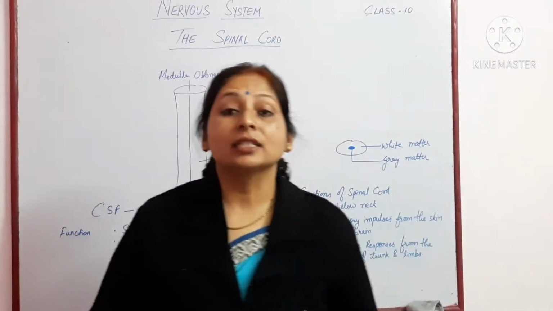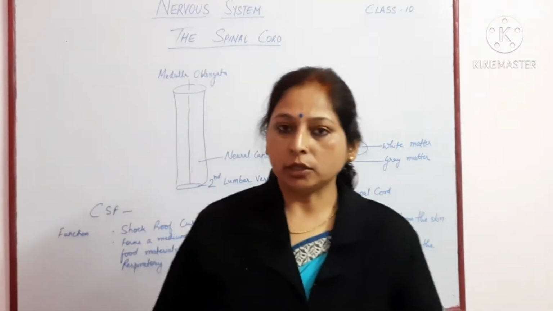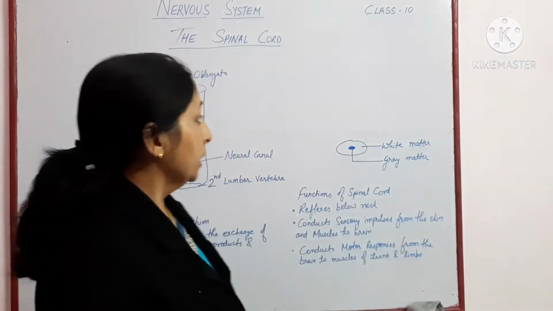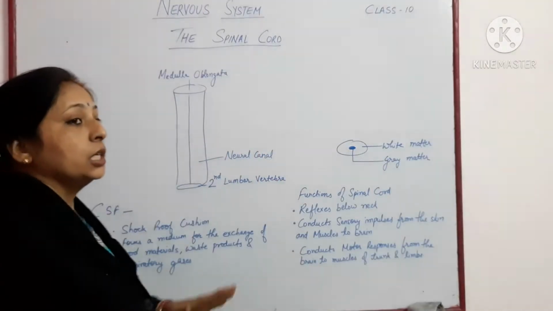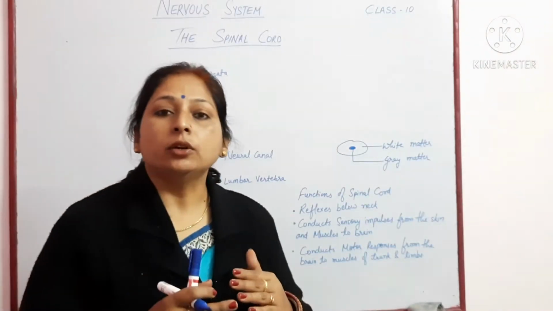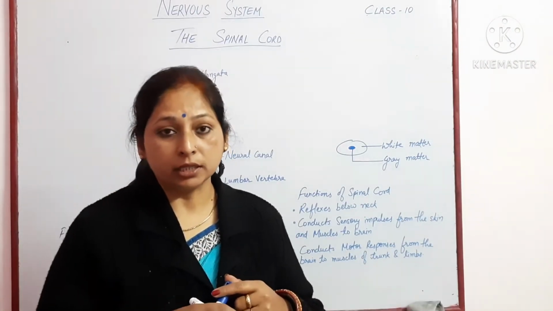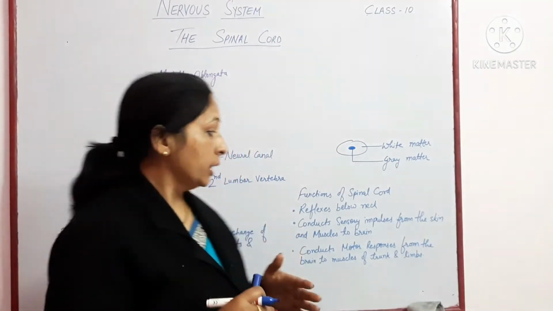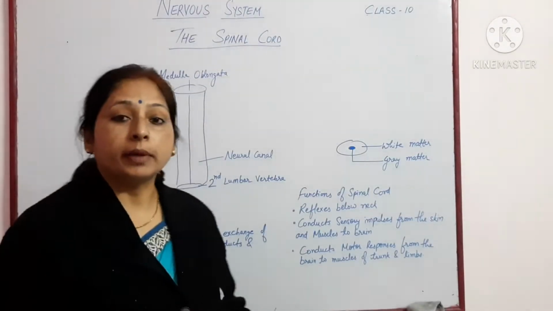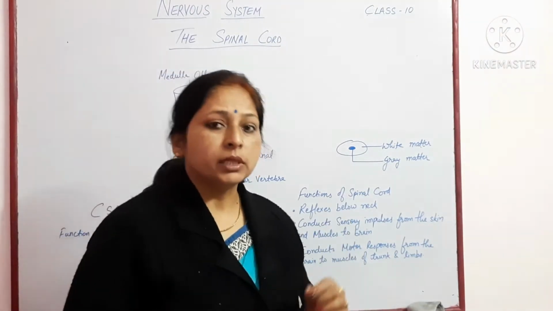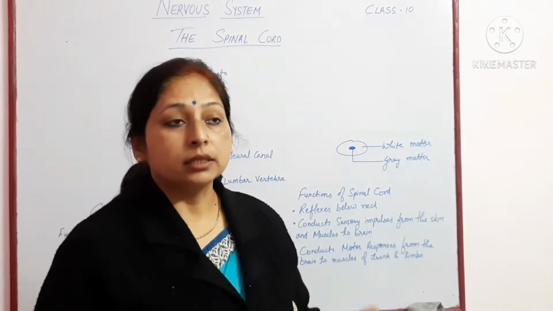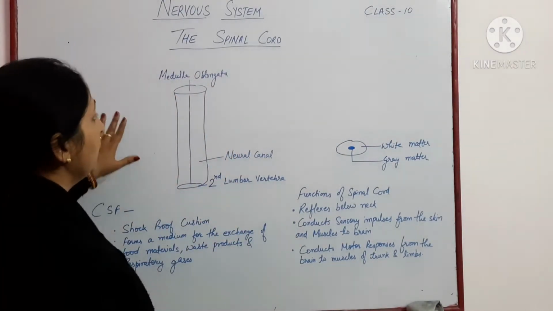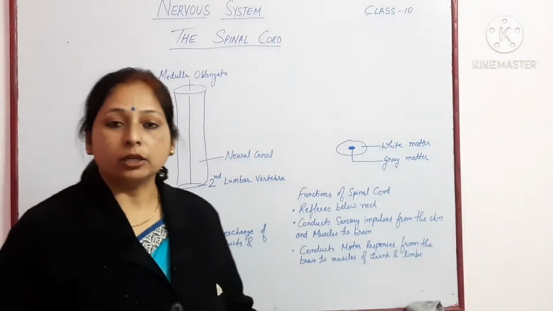Good morning, students. Today's topic is the spinal cord in the chapter nervous system. In this, we'll study the arrangement of gray matter and white matter in the spinal cord, the area from which it starts and ends, then the function of the spinal cord, and one more term, that is CSF. What is a CSF? That also we'll discuss in this topic. So let's start with the topic spinal cord.